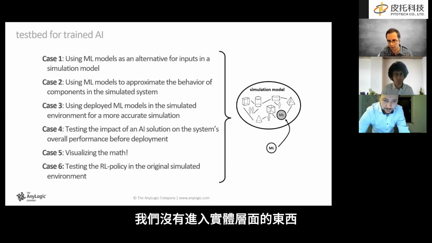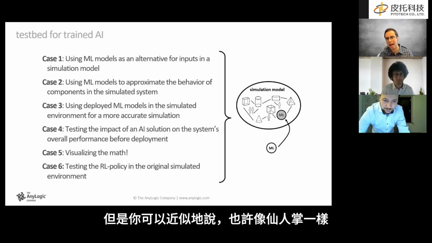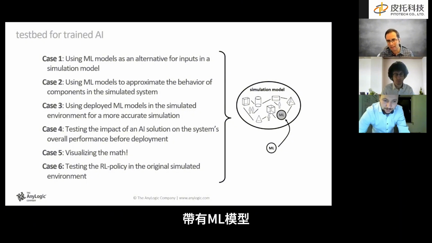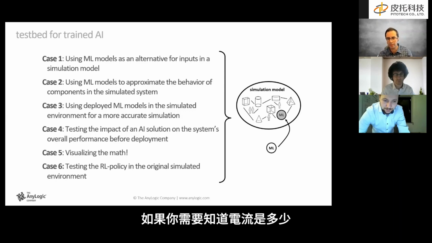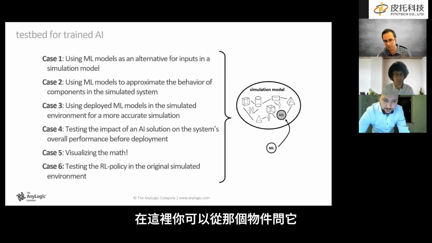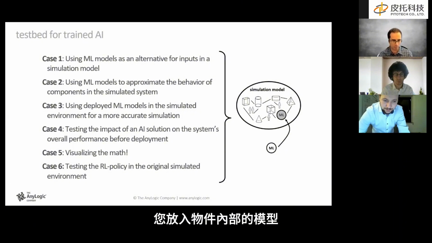We are not getting into physical level things. But let's say for some reason you wanted to capture something like that at individual level, and that is not something that you can simulate, but you can approximate that, maybe a characteristic like moisture content, with an ML model. You put that ML model inside a component, and as it moves, if you need to know the current moisture content, you can ask it from that object, but the response that you get is not simulated. It will be predicted from that ML component or trained ML model that you put inside the object.